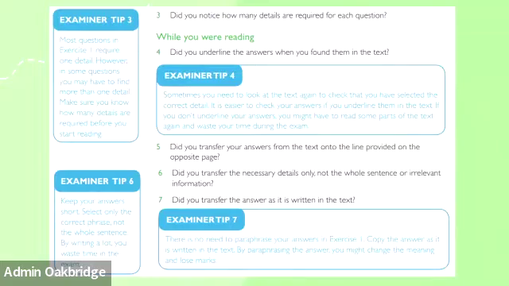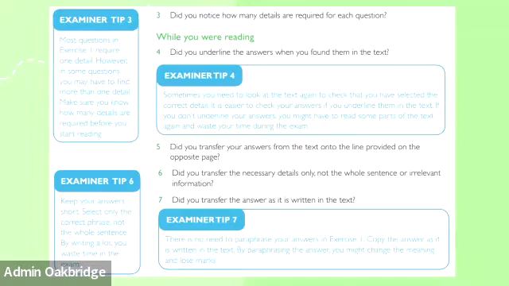And also, examiner tip 4, sometimes you need to look at the text again to check that you have selected the correct detail. It's easier to check your answers if you underline them in the text. If you don't underline your answers, then you might have to read some parts of the text again and you will waste your time. Okay, so avoid doing that.